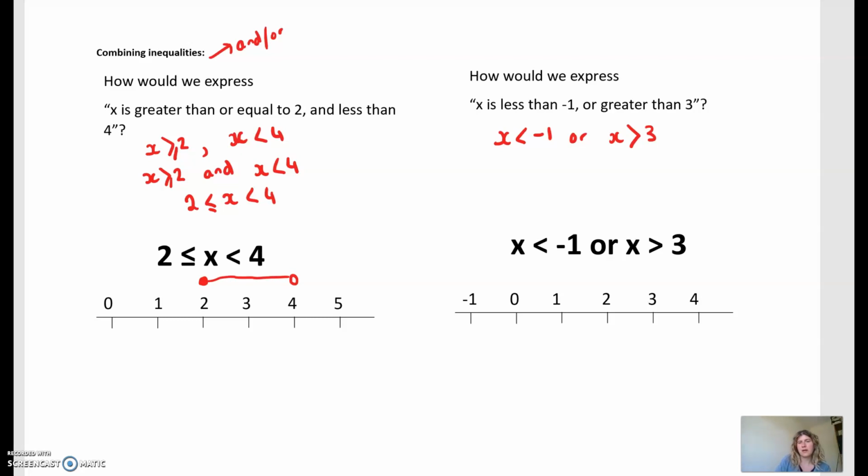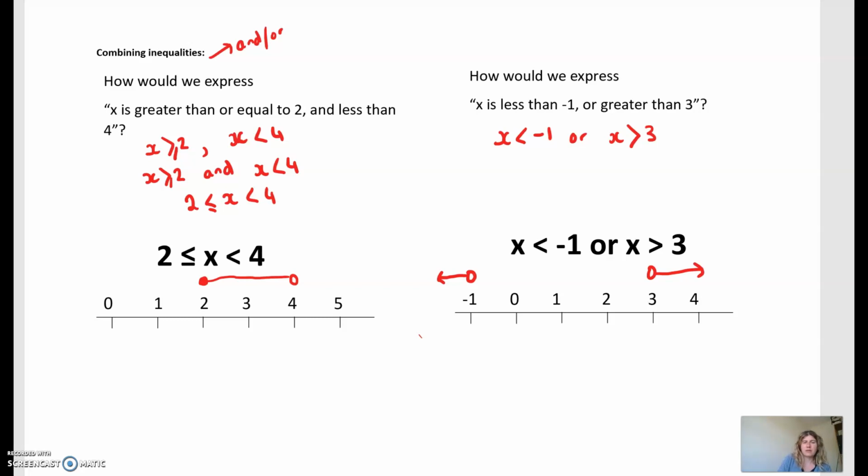With this one, we're looking at x is less than -1. So again, we've got an open circle because x is less than -1. That's going down that way. We can put an arrow to show that it keeps going. Or x is greater than 3. So again, we put an open circle at 3. We're going in that direction. So x is bigger than 3 or it's less than -1. It's not "and" less than -1, so it's not in between those. So hopefully you can see the difference between those.